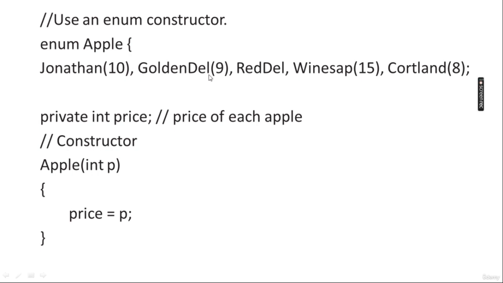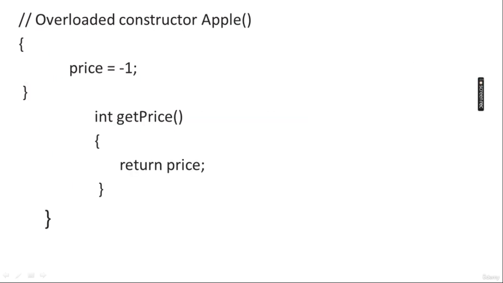Jonathan price is 10, Golden Delicious is 9, Red Delicious has no value, Winesap is 15, Cortland is 8. All will be initialized to this, and this price will be initialized to this particular price. But since Red Delicious has no value, this constructor will be called for it and price will be initialized to -1.